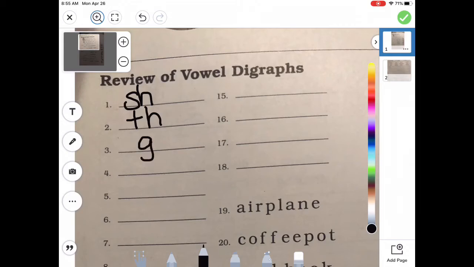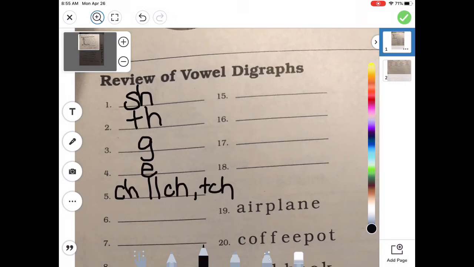How about the G sound? G, very good. That's that hard G. How about eh? E, short E, good job. And then how about ch? That's right, it's CH if it's at the middle or beginning, but then it can be CH at the end or TCH after a short vowel.